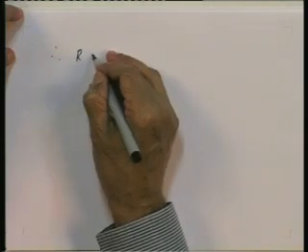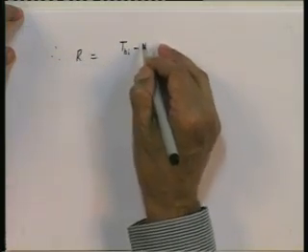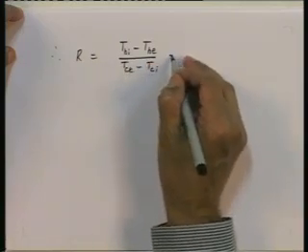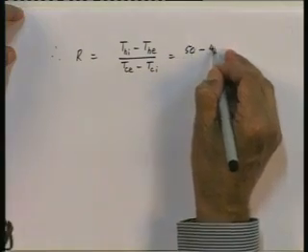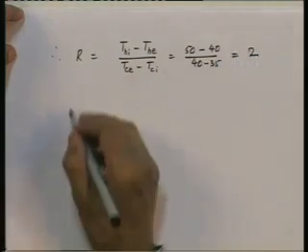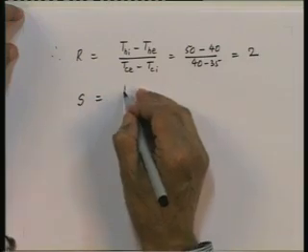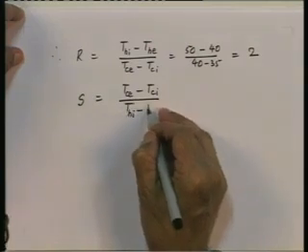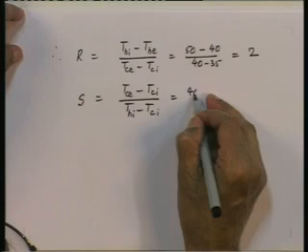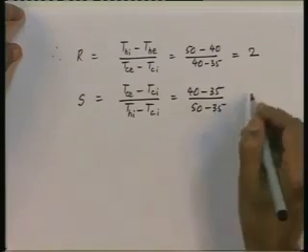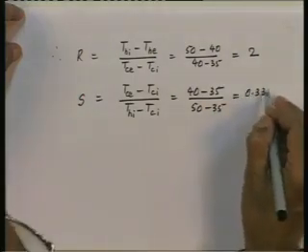Therefore, R is equal to THI minus THE divided by TCE minus TCI, which is equal to 50 minus 40 upon 40 minus 35, which is equal to 2, and S is equal to TCE minus TCI upon THI minus TCI, and that will be equal to 40 minus 35 divided by 50 minus 35, which is 0.333.